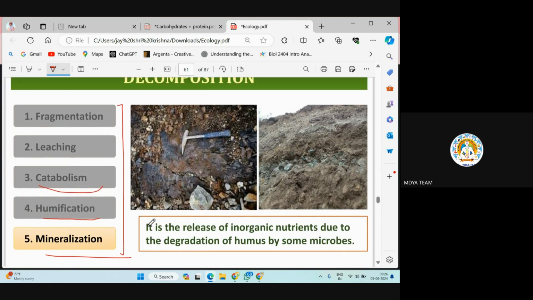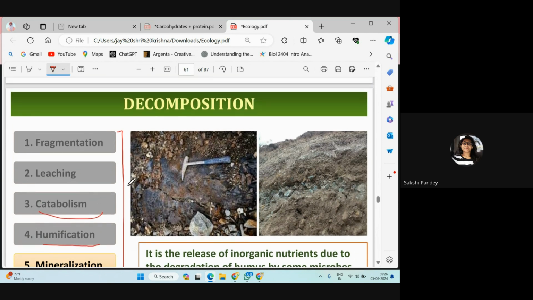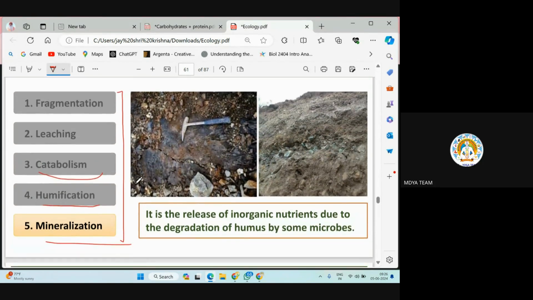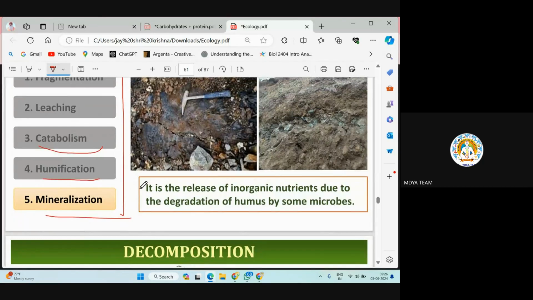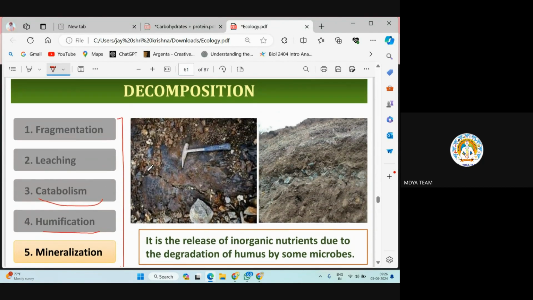Is it clear? So, sir, during leaching, the whole mineral does not convert into inorganic nutrient. This is what you're saying. Now see, let's take an example for this.